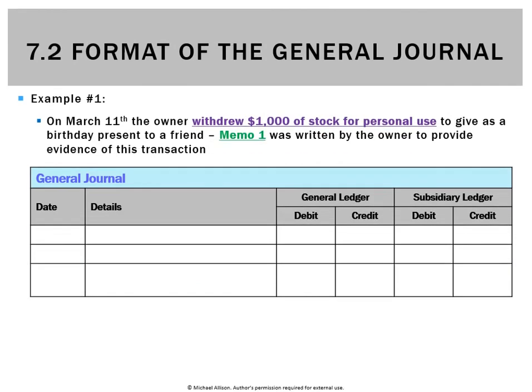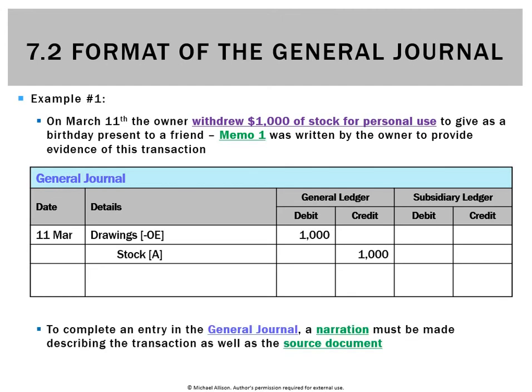affected. So looking at an example, the owner withdrew $1,000 of stock for personal use to give as a birthday present to a friend. Memo 1 was written by the owner to provide evidence of this transaction. We'll look at why these accounts are affected in a later video, but in this case we'd have a debit to drawings and a credit to stock.